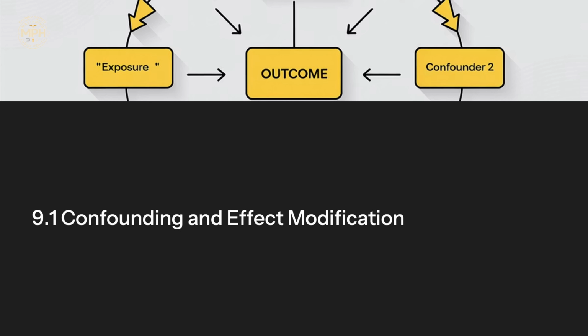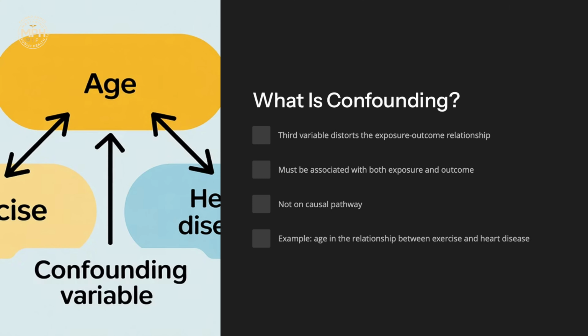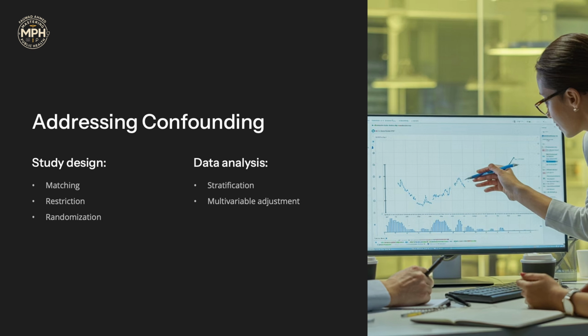First is confounding and effect modification. Confounding occurs when a third variable distorts the true relationship between an exposure and an outcome. A confounder must be associated with both the exposure and the outcome, but not lie on the causal pathway. For example, if we're studying the link between exercise and heart disease, age might confound the relationship because it's related to both. To deal with confounding, we can use stratification, matching, or multivariable regression.